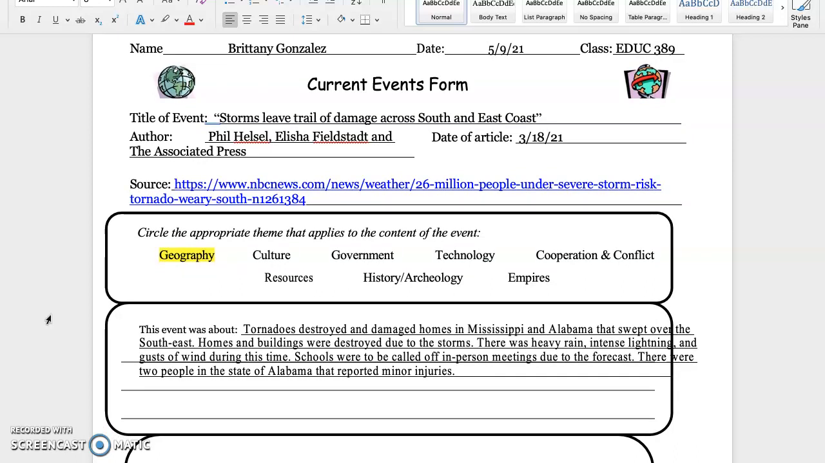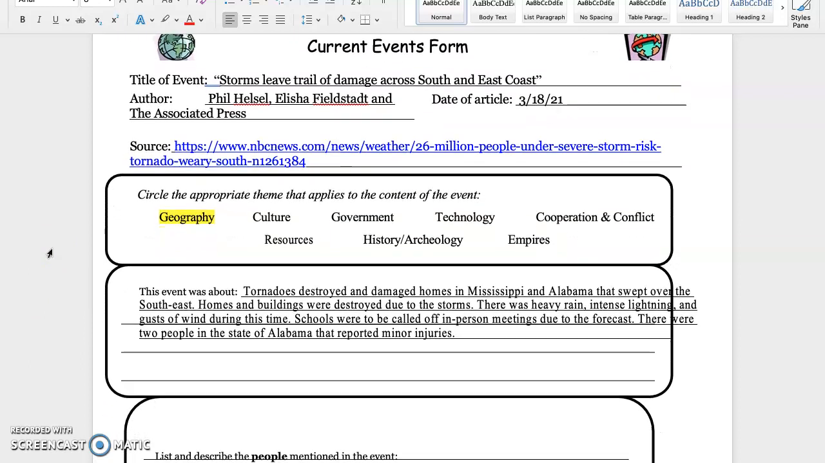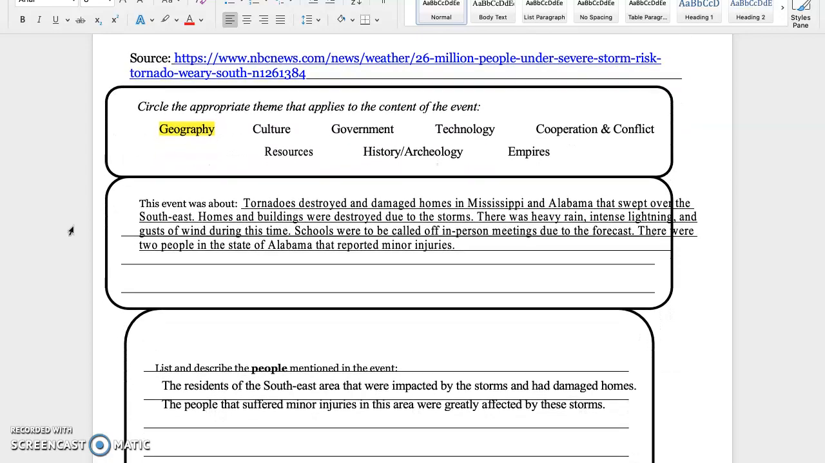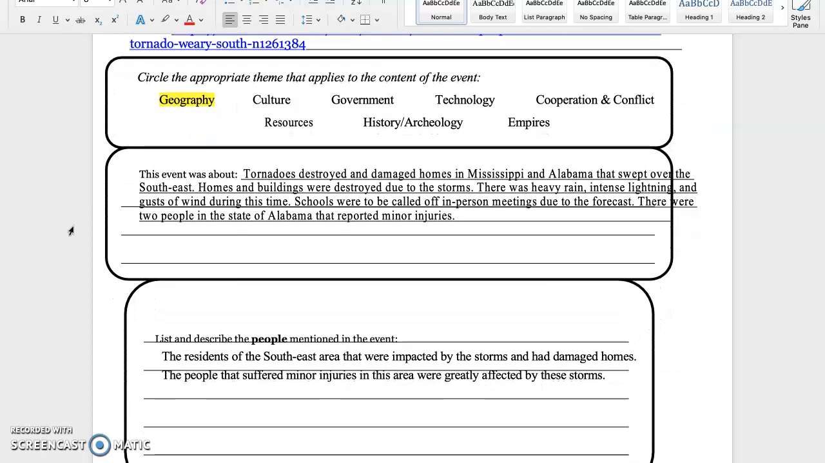I did my topic on storms and tornadoes in the southeast region, and this actually occurred in March of 2021. So it was based on geography due to the weather conditions in the southeast region.